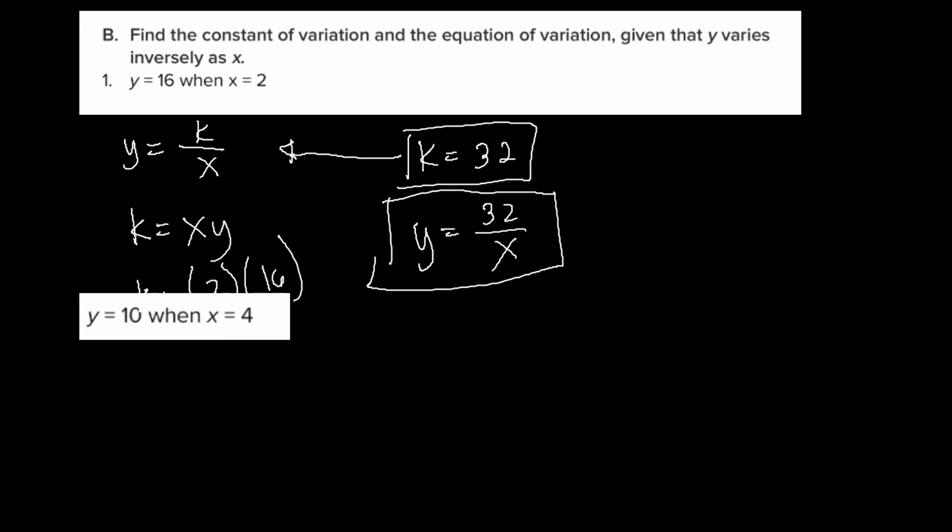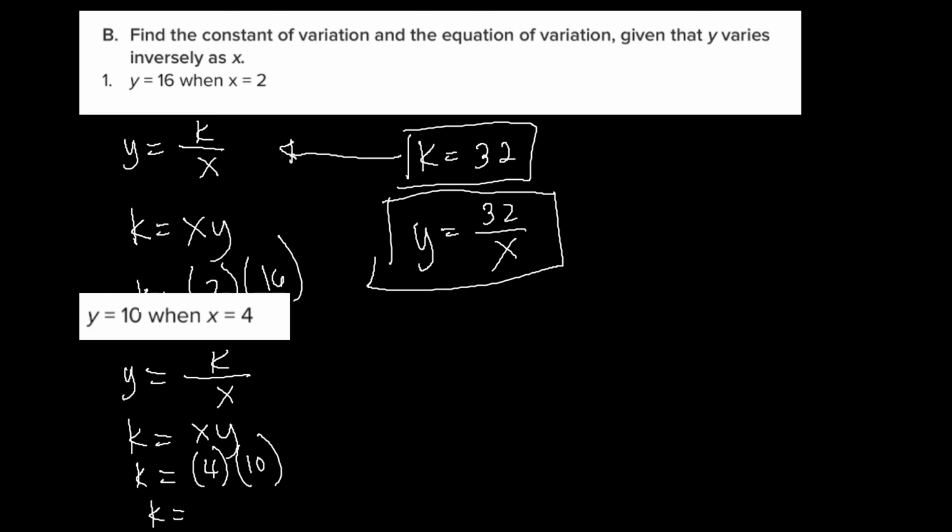Okay, so let's have another example. Y is equals to 10 when x is 4. Just simply copy the equation, k over x, and solve for the k, which is x times y. Just substitute the value of your x, which is 4, and your y is 10. And k is equals to 40. And after that, substitute 40 in the equation. So y is equals to 40 over x.